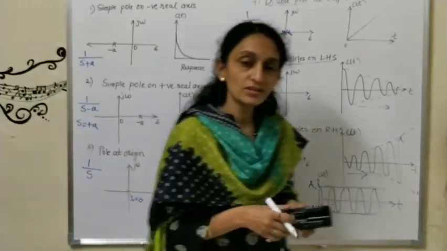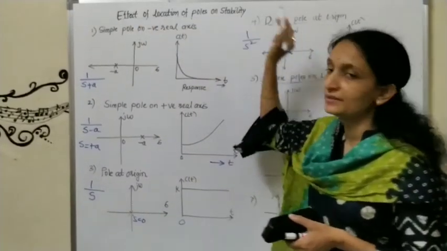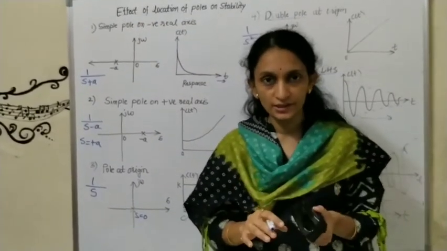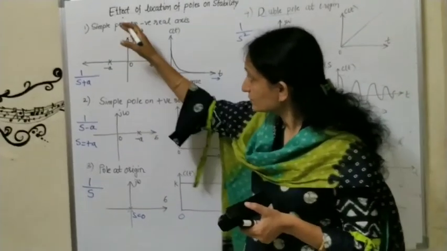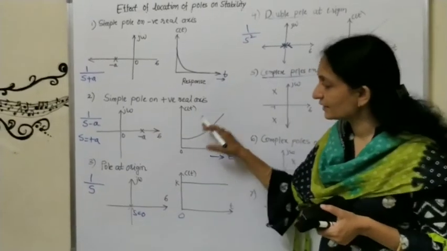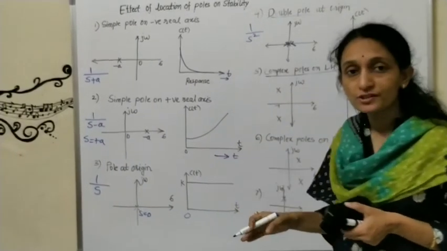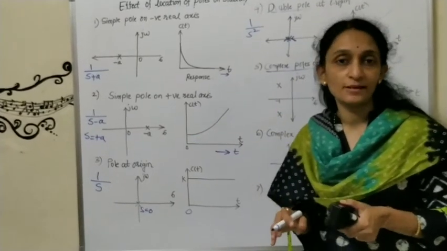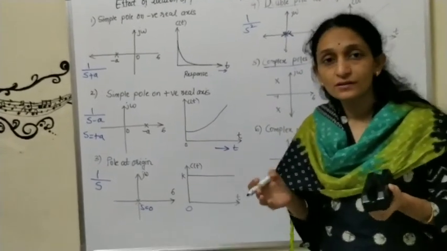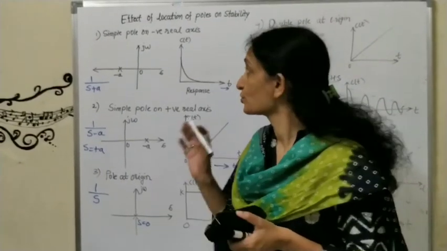Okay, so this is about the effect of location of poles on stability. We have studied that the variation in the location of poles affects the output response, and from this output response we can also comment on whether a system is stable or unstable. Okay, so I hope you got the concept of the effect of location of poles.